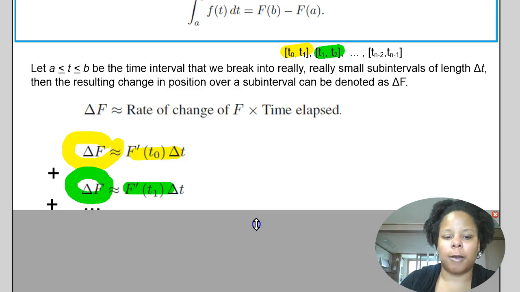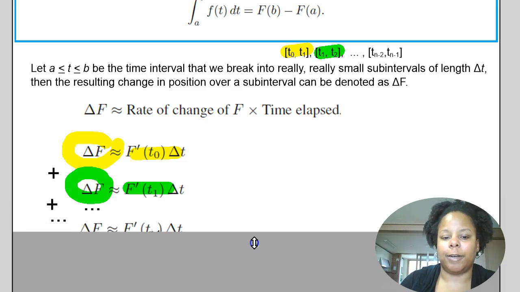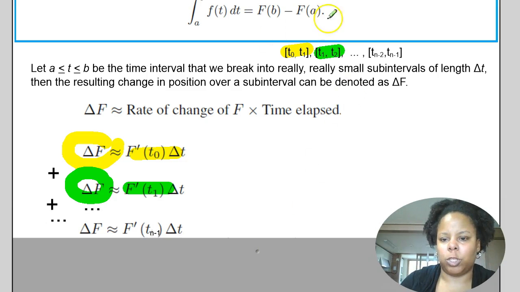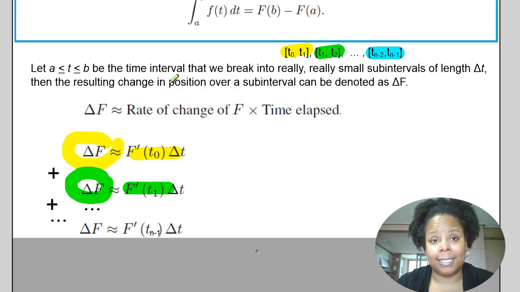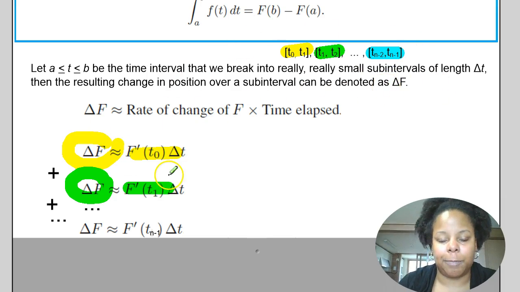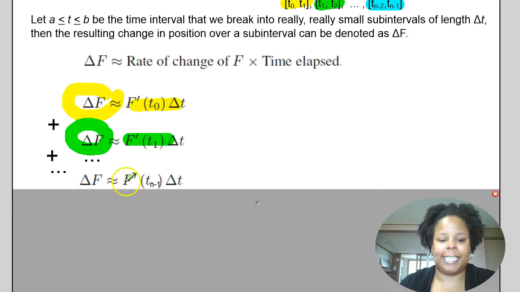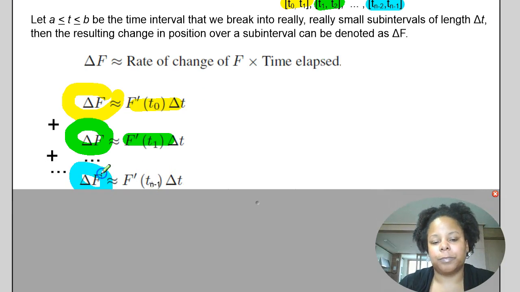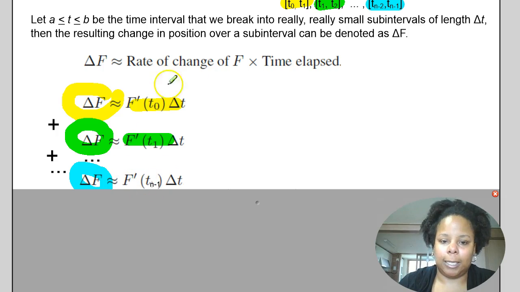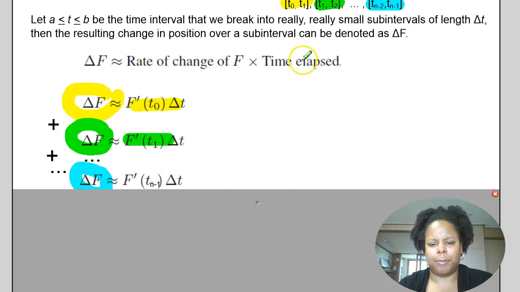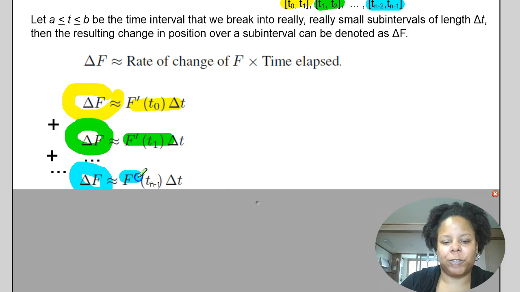And we can go on and on like that until the very end, which could be the last interval. In this case, we're working with just the left-hand rectangles. We could very easily have used the right-hand rectangles. We just had to pick one just to show you this example. So delta F here is approximately equal, based off the rate of change times time elapsed, to the first derivative of the function at n minus 2 times delta t.